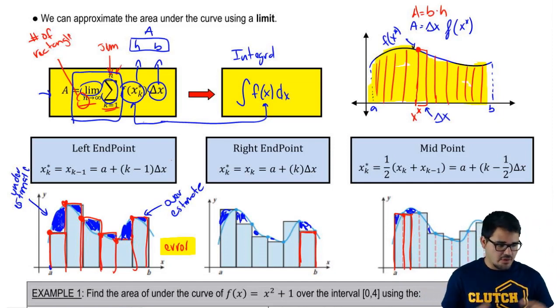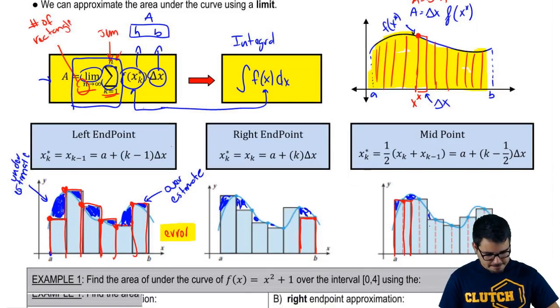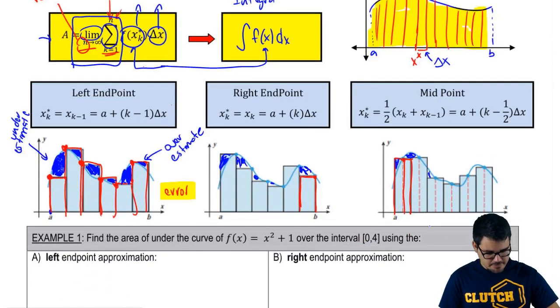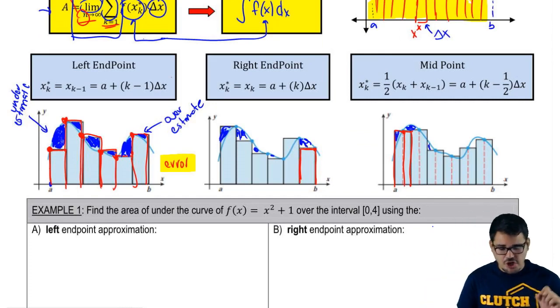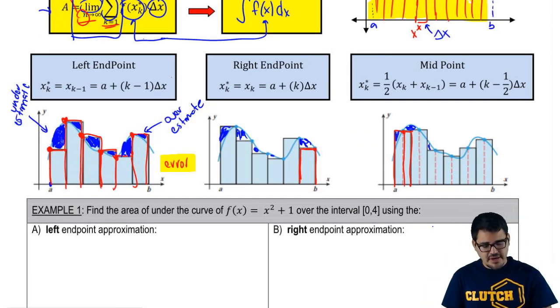Now we're going to see how we can apply this to an actual problem, right? I'm going to give you guys an example where I just say, hey guys, find the area under the curve of this function over this interval. And then we're going to bring in some stuff. One last thing actually before we go into the example is the thickness of the rectangles, right? The thickness right here matters, right?